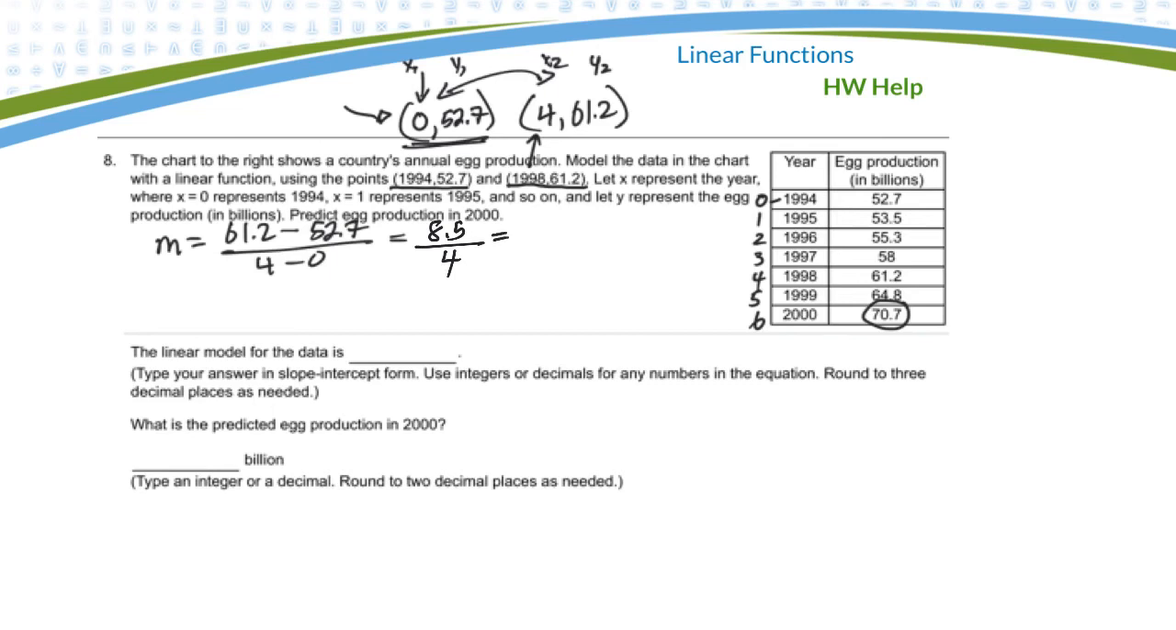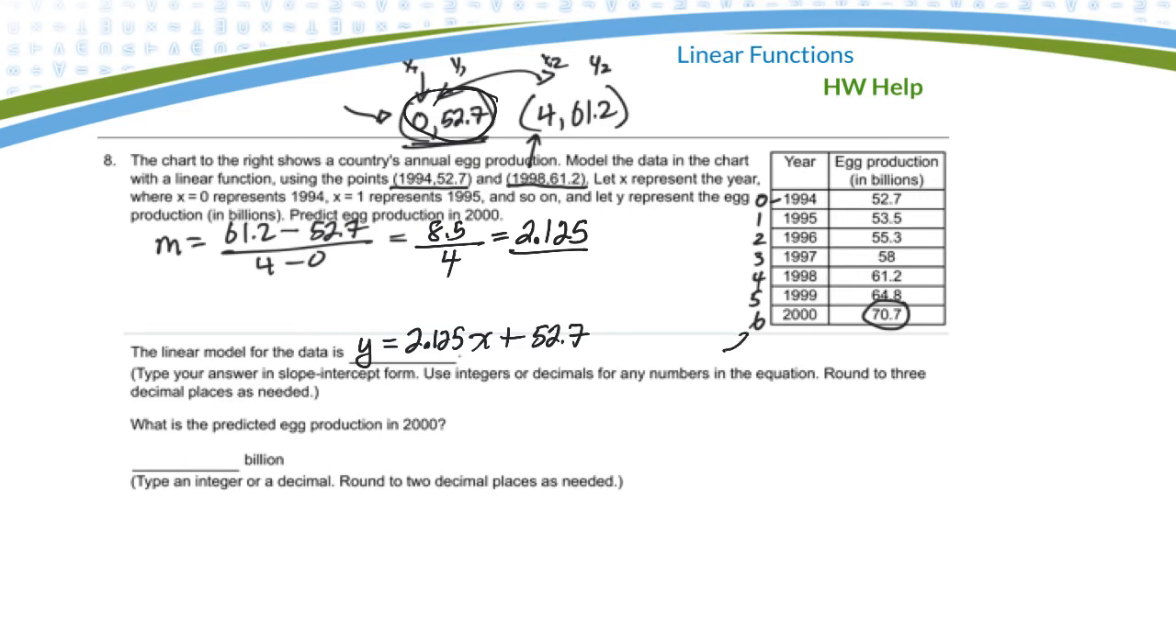You could probably convert that into a fraction. So it'd be 2.125, I think. Okay, so that's my slope. So the linear model for the data would be y is equal to the slope, 2.125x, plus the y-intercept, that number right there, 52.7. There's my linear model. Then they ask, what's the predicted egg production in 2000?